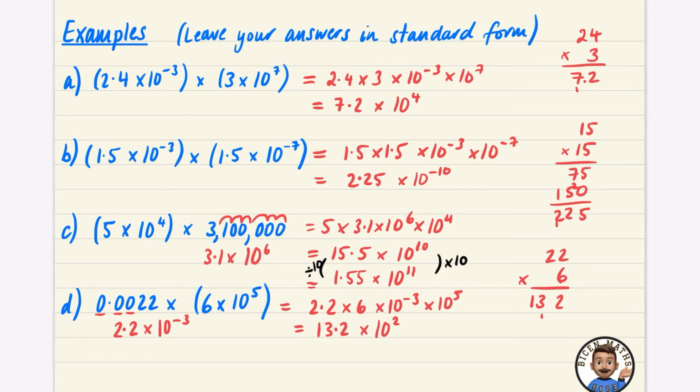Now again, this number here is too big. We're going to need to divide it by 10, just like I did on that previous line. So if this is going to divide by 10, I need to multiply this side by 10. And when I do that, I get 1.32, add on 1 to the power, and I get 10 cubed. So my answers are 7.2 times 10 to the 4, 2.25 times 10 to the minus 10, 1.55 times 10 to the 11, and 1.32 times 10 cubed. And you can check that these are all in standard form because the first number is between 1 and 10, and we have it being multiplied by 10 to the power of something.